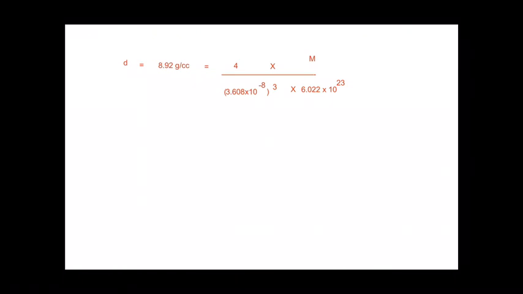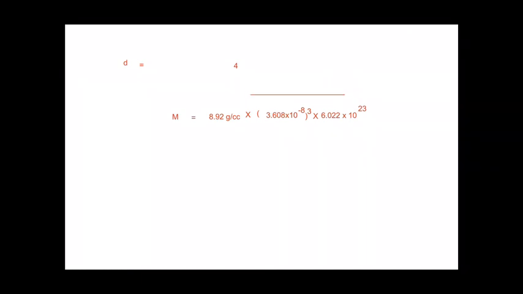So m is equal to 8.92 gram per cc into 3.608 into 10 raised to minus 8 the whole cube into Avogadro number divided by 4. Now you may use your calculators.